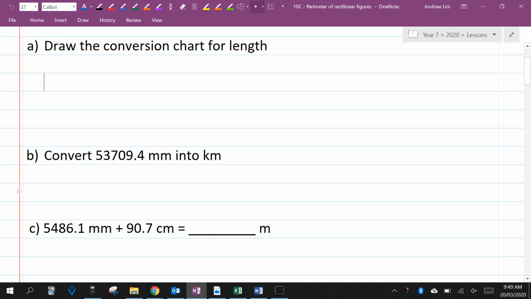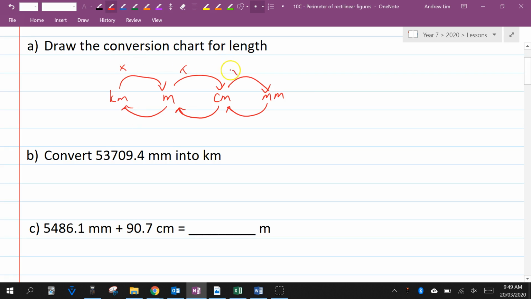Right, so you should have paused the video and now you've finished these questions. So the conversion chart for length: we've got kilometers to meters to centimeters to millimeters. When we convert these, we draw the arrows in a clockwise direction. At the top we've got times, and at the bottom we've got divide. So 1,000 meters in a kilometer, 100 centimeters in a meter, 10 millimeters in a centimeter. Okay, and that's it.